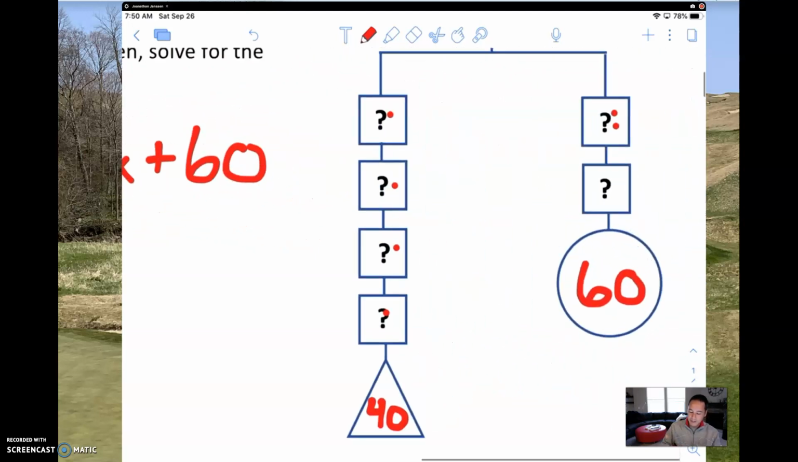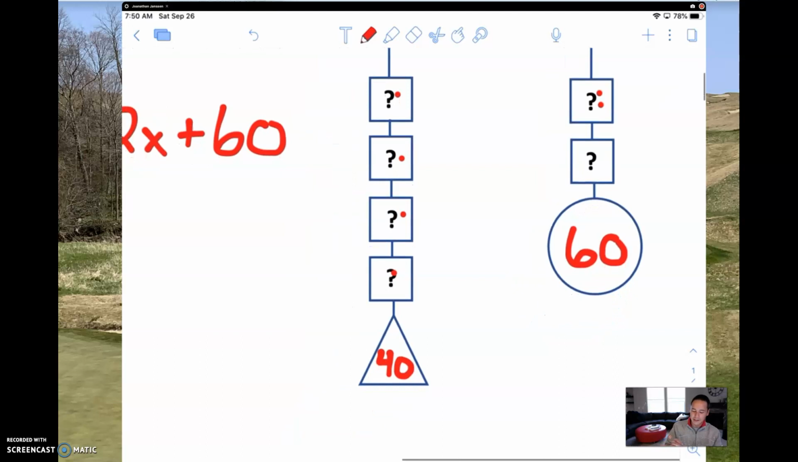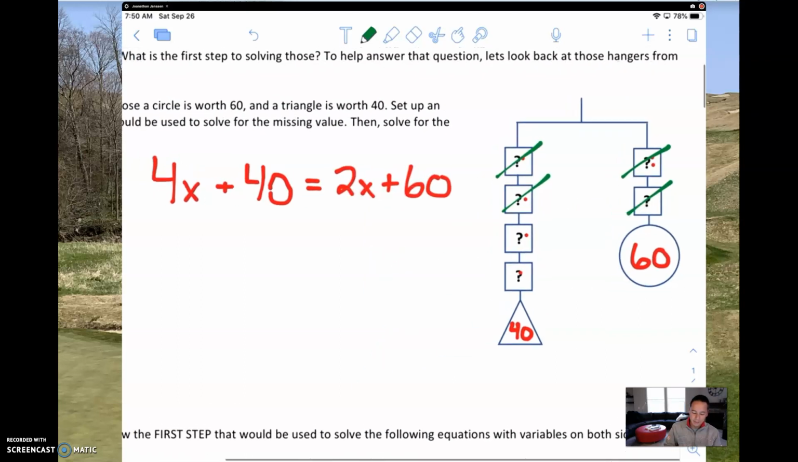Now what we've done in class to solve these is, remember, you can keep this scale in balance if you take away the same from both sides. So what I'm going to do there, I'm going to take away 2 of those boxes from both sides and it should still be in balance. So let's go back to the equation and see what happens there.